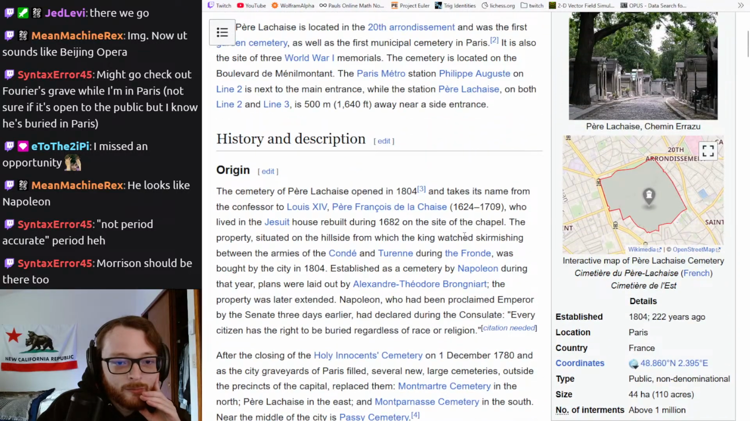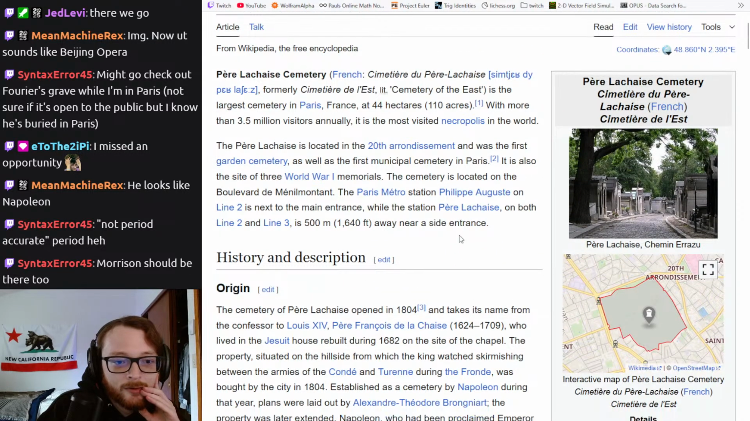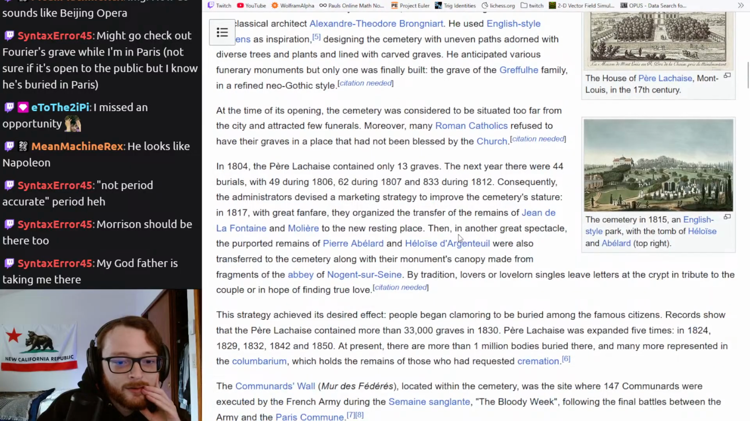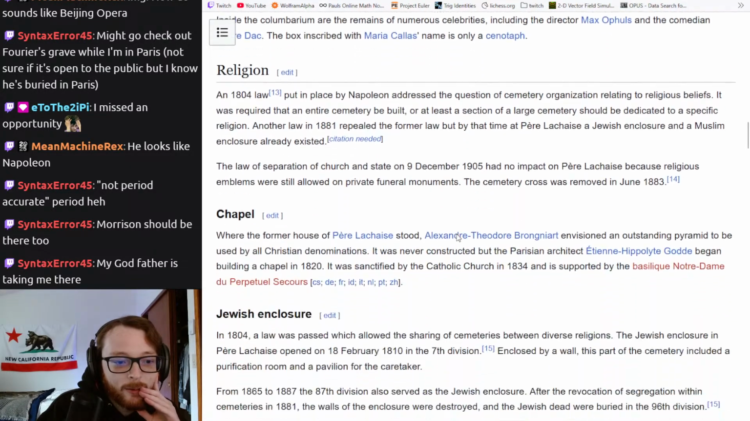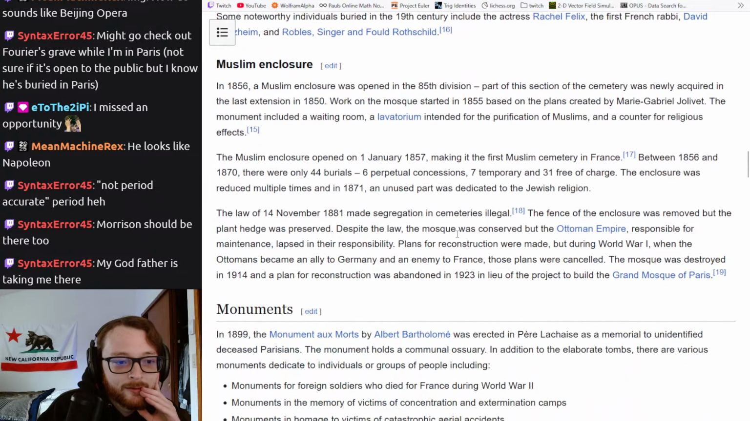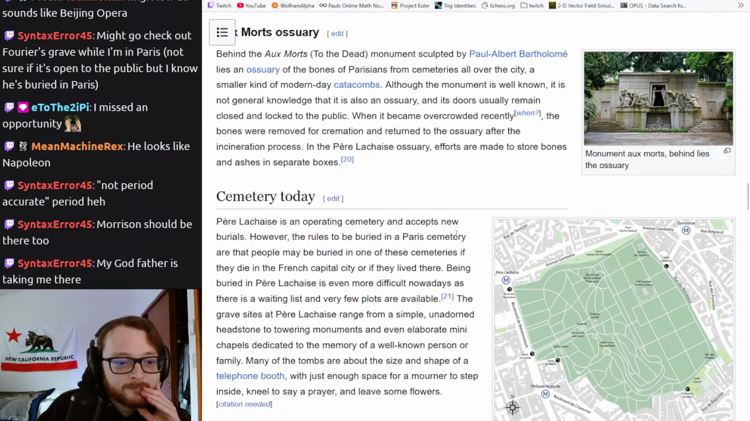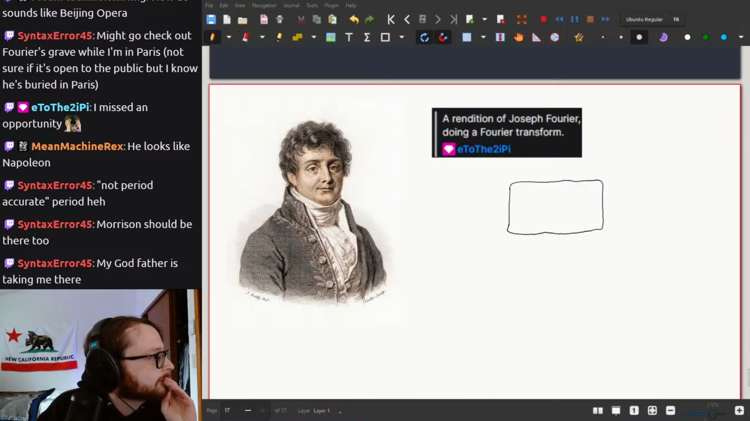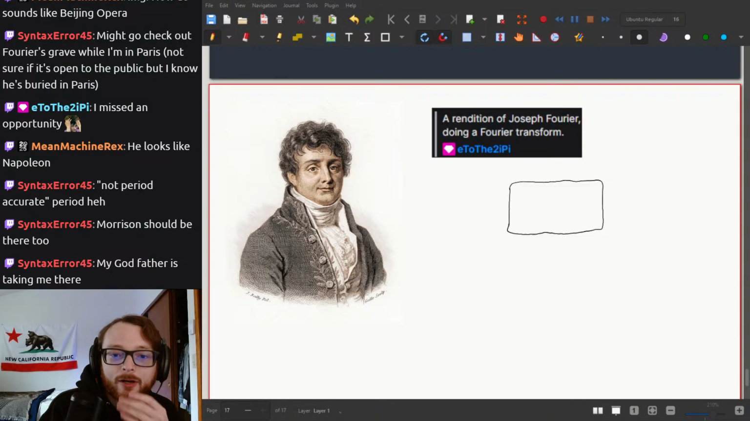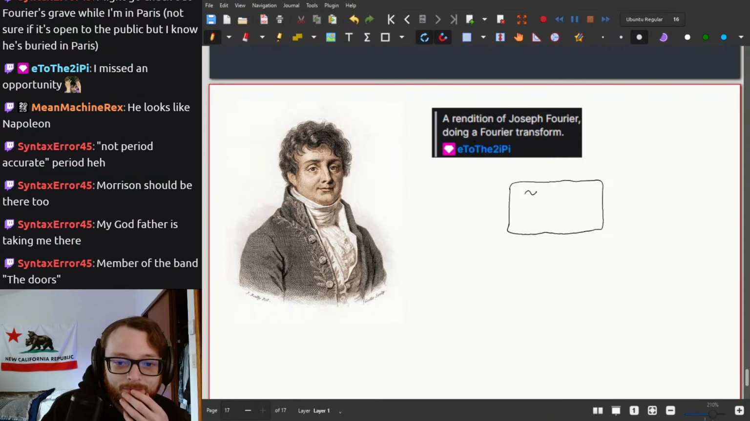Morrison? Who's Morrison? Your godfather is taking you there. I wish I could go to Paris. Okay. Did Fourier call them a Fourier transform, or did someone else name that after him? I wonder. Remember the band The Doors? Oh, okay, okay.